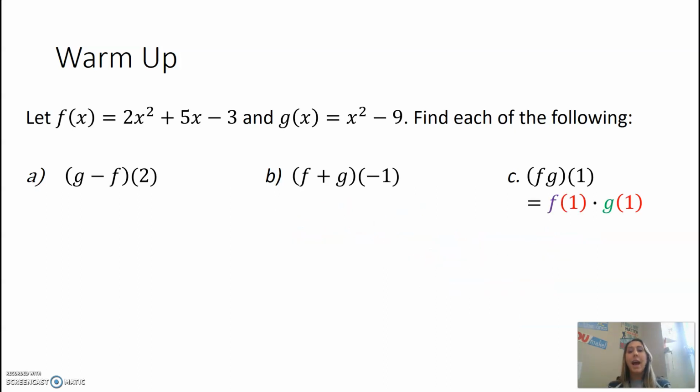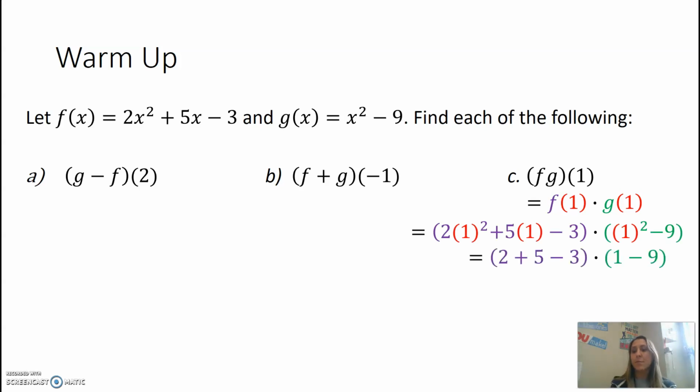So we have F times G of 1. And again, I'm going to replace, I want to find out when my input in F is 1, what is that answer times when my input in G is 1, what is that answer? So that's what we're doing. So we're going to plug it all in. And we end up with 2 plus 5 minus 3 this time. So we end up with 4 times negative 8, which is negative 32.